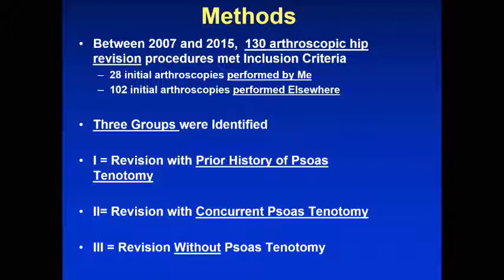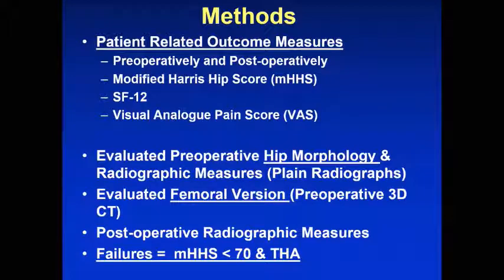So between 2007 and 2015, 130 arthroscopic hip revision procedures met the inclusion criteria. 28 of those were previously performed by me. 102 of those were performed elsewhere. So we identified three groups. Group 1 was a revision where they had a previous psoas tenotomy. Group 2 was a revision with a concurrent psoas tenotomy, so that means I did all of those psoas tenotomies. And Group 3 was a revision without a psoas tenotomy, either in the past or at the time of surgery.